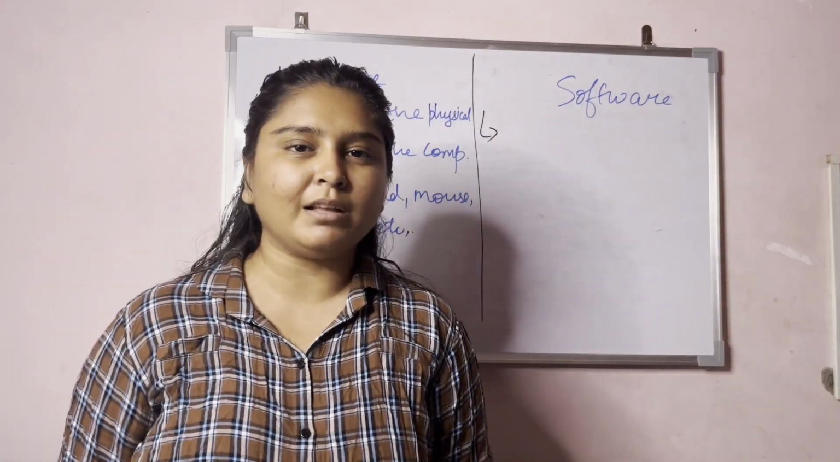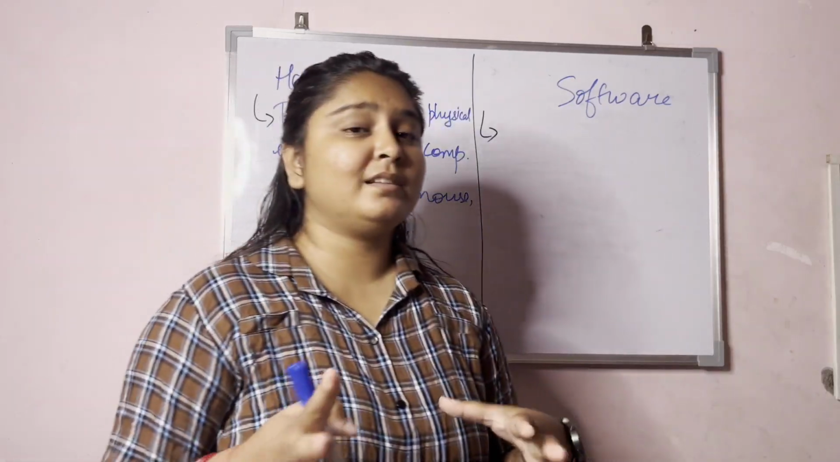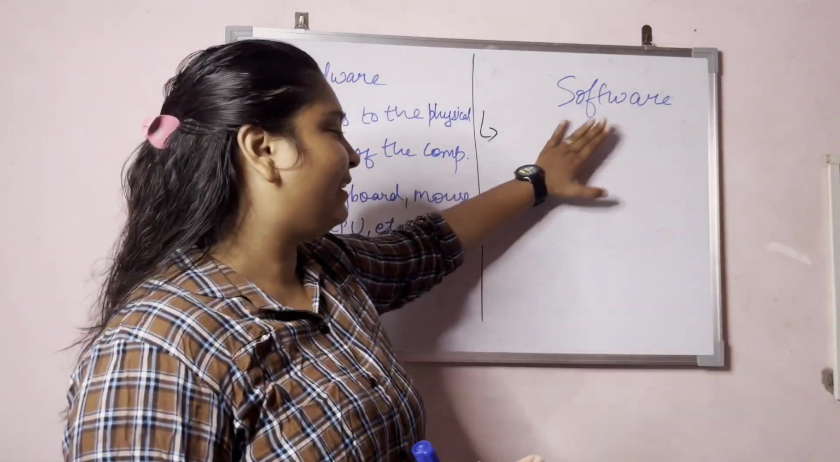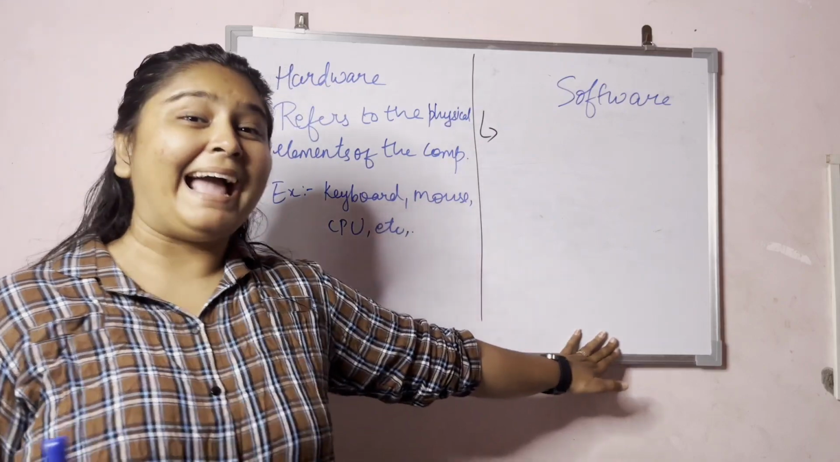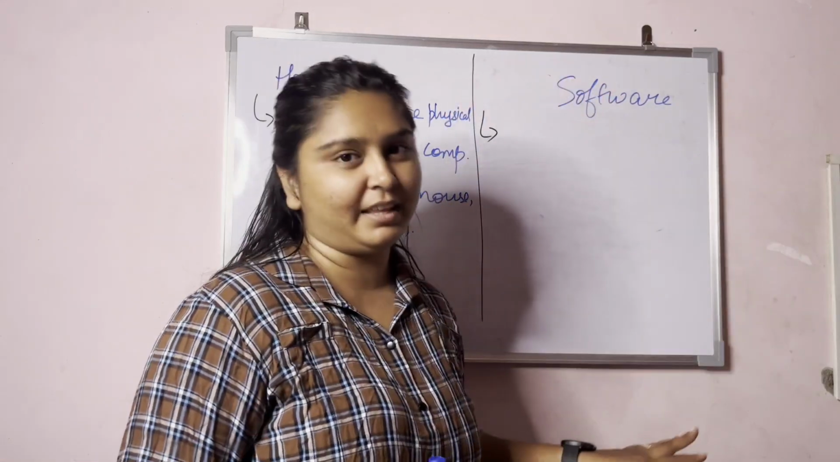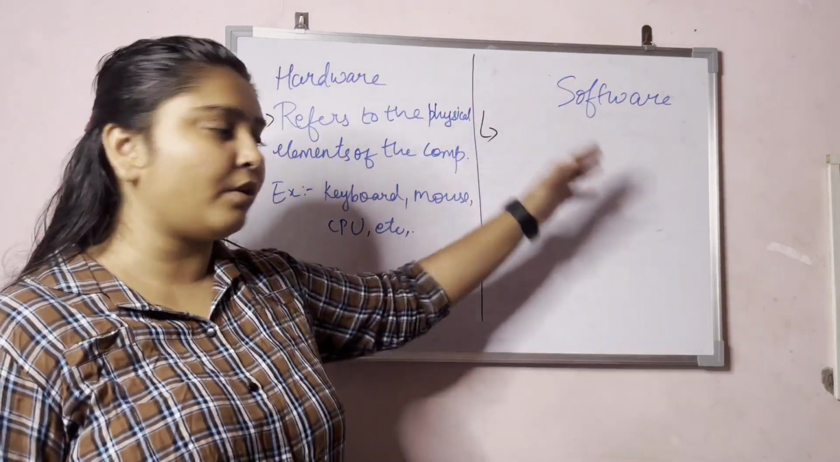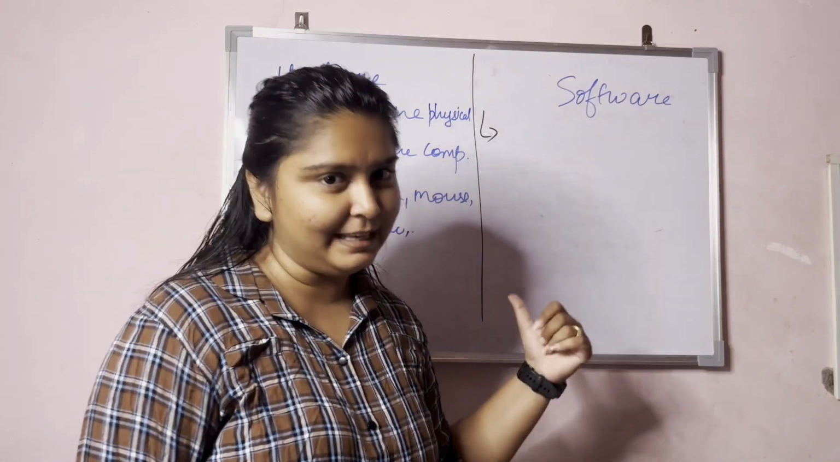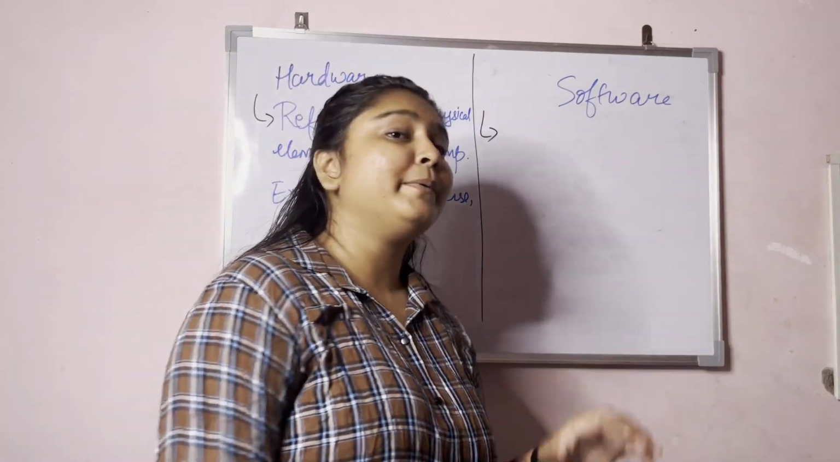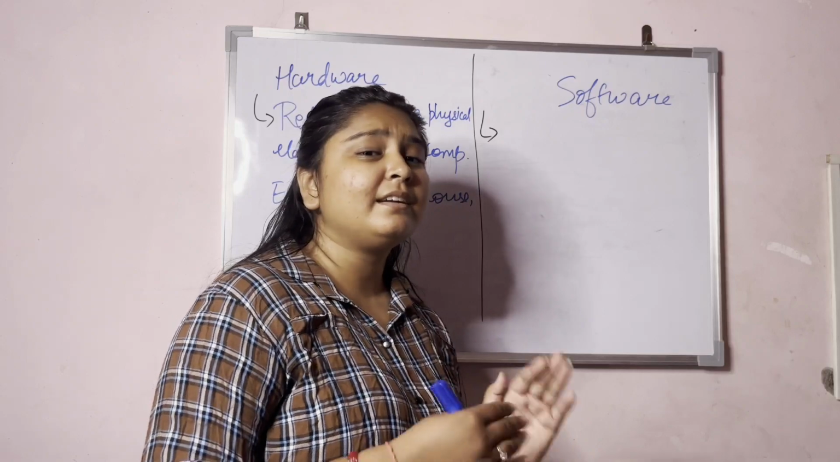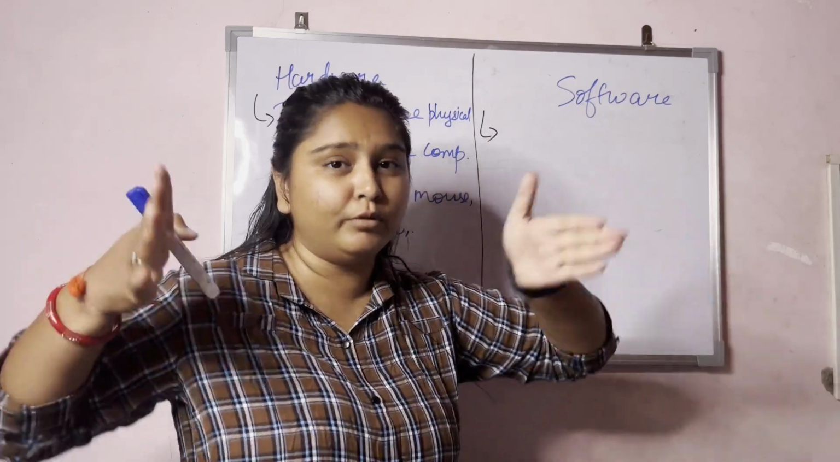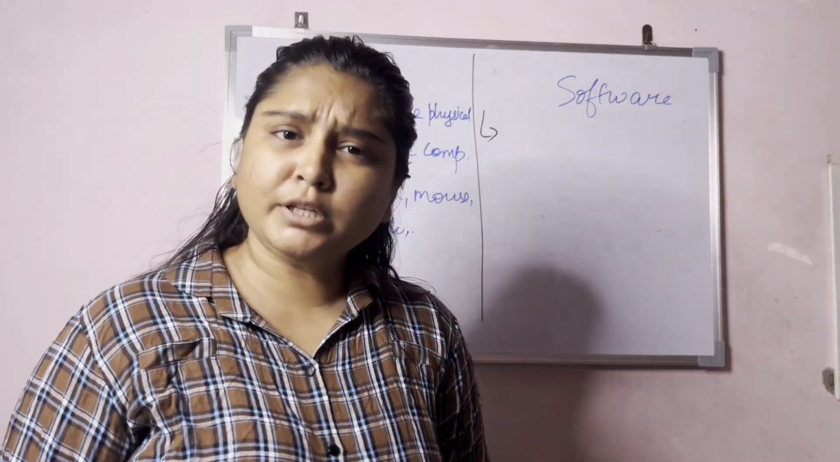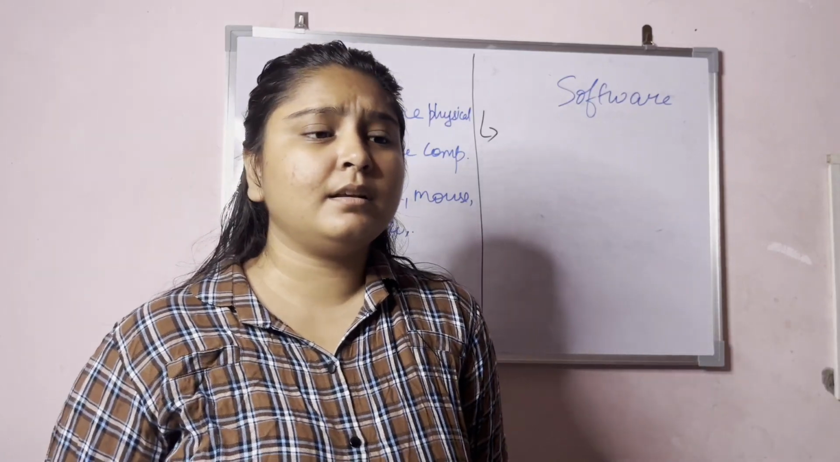Hardware is not much of a fussy thing, whereas software is a little bit more, like in this part of the board I am not able to write everything. So now we will discuss the softwares. Hardware is quite easy to understand, but when we talk about software, it is a little bit more and bulkier thing. Before going to software, let us discuss what is a program.